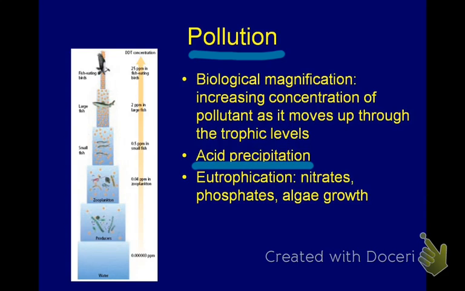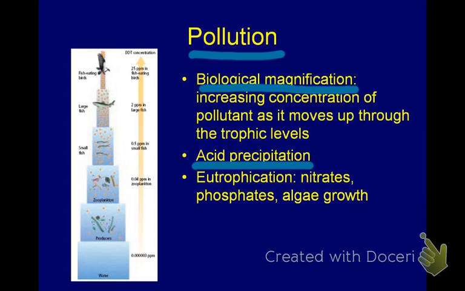Acid rain is caused by water and the air mixing with pollutants. Acid rain can change the pH of waterways, and it can destroy architecture. A couple of other terms here. Biological magnification is what you see in the picture. It is the increasing concentration of a pollutant as it moves up through the trophic levels.